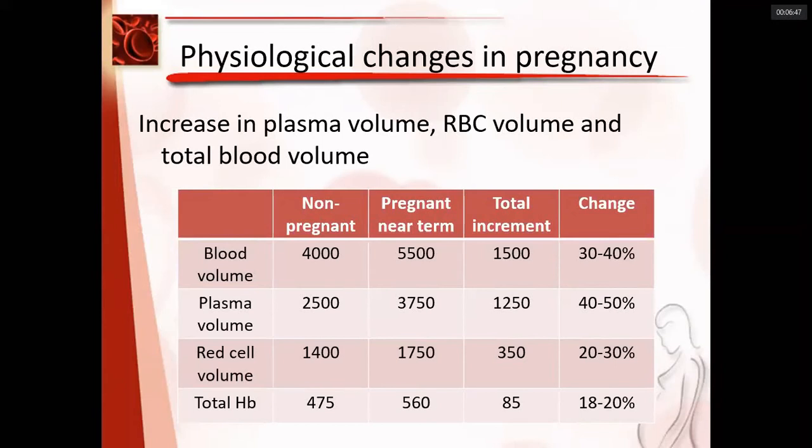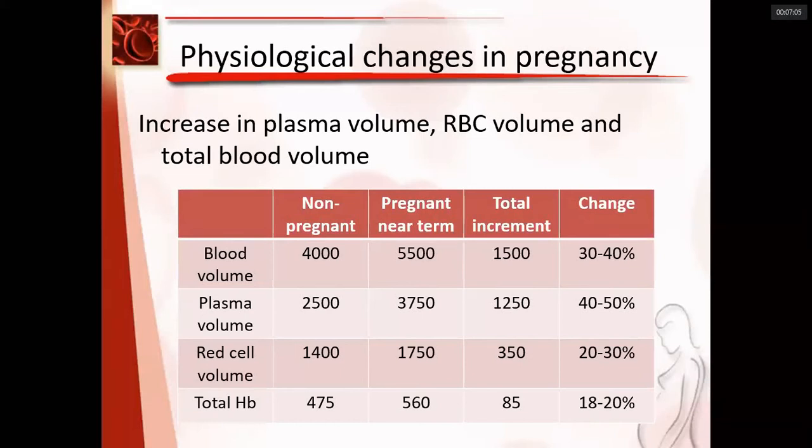What happens is the blood volume starts to increase. It increases by around 30 to 40%. This increase is more because of the increase in the plasma volume. If you see the plasma volume, it is increased by 40 to 50%.